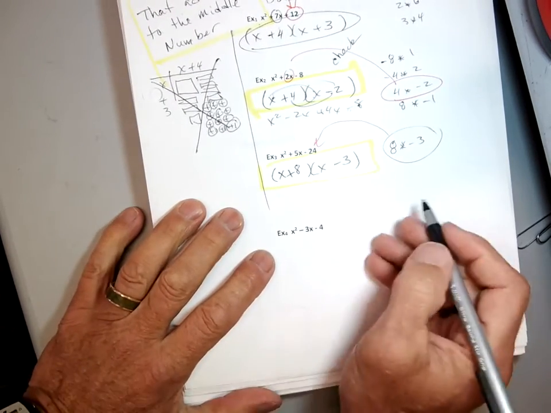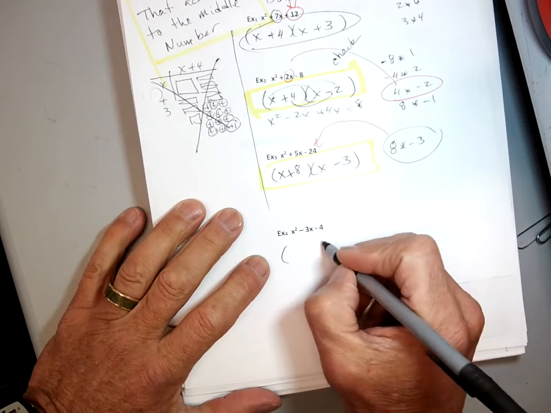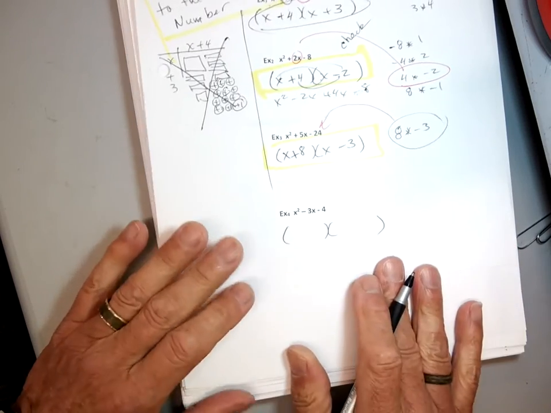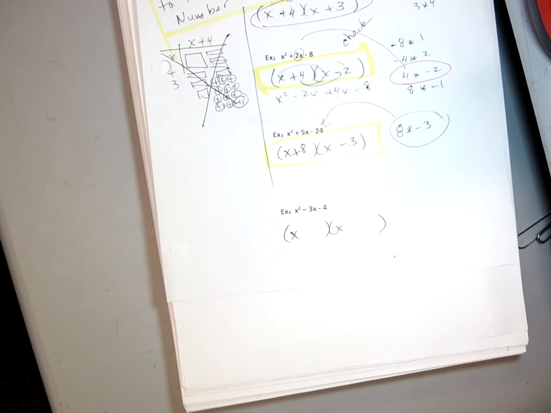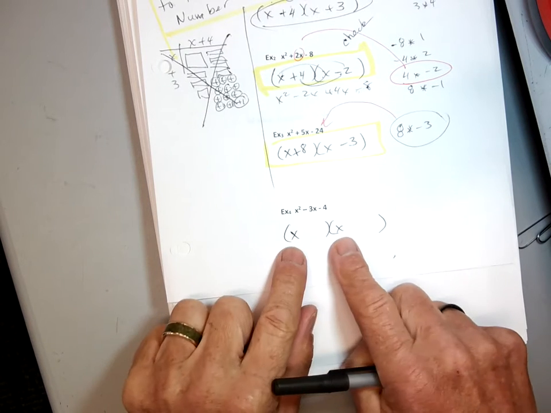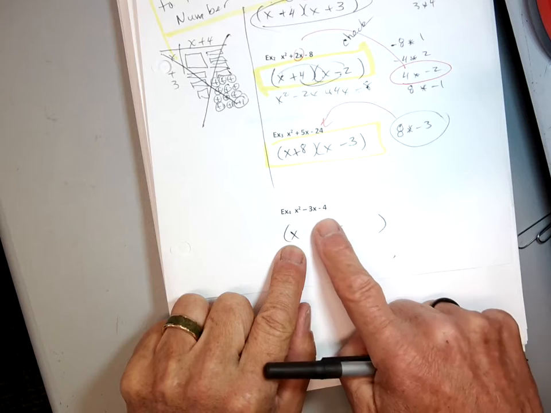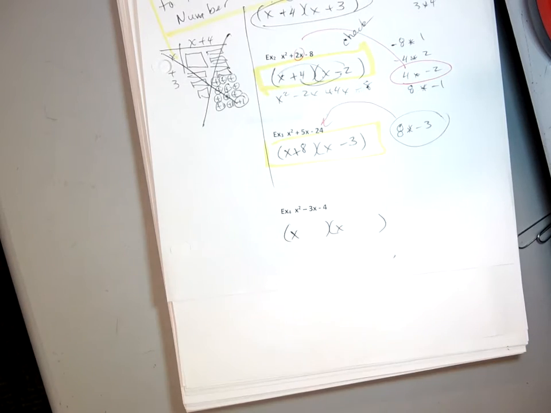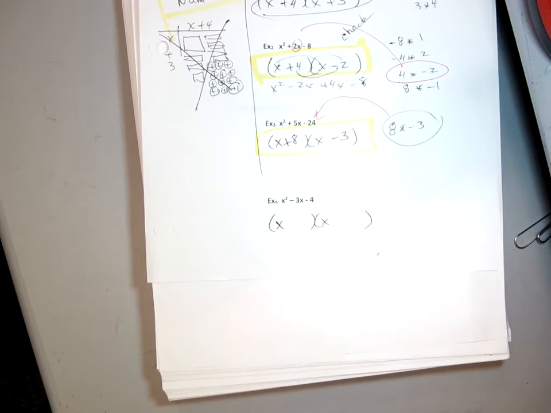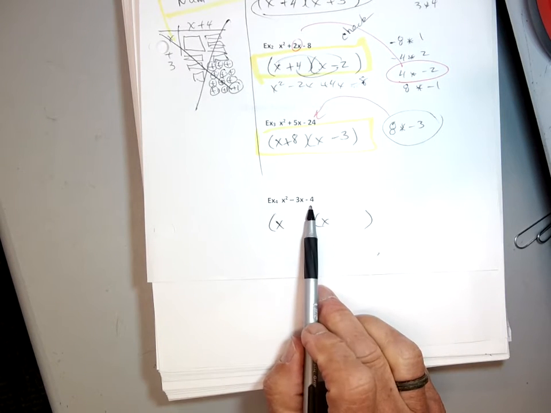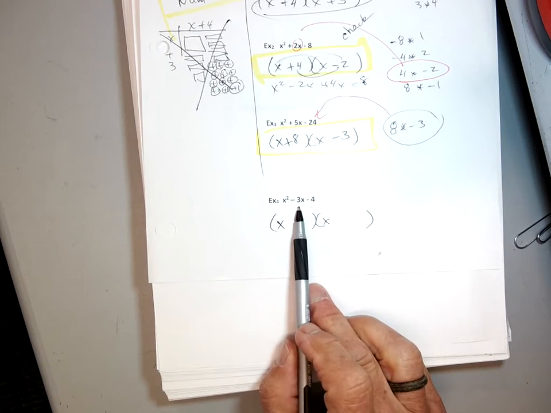So we're going to start off again with parentheses, parentheses, parentheses, parentheses, okay? X and X. Always do that, because we're making a double distribute problem. We're factoring, okay? X times X. Now, what times what makes negative 4 that will add up to negative 3?